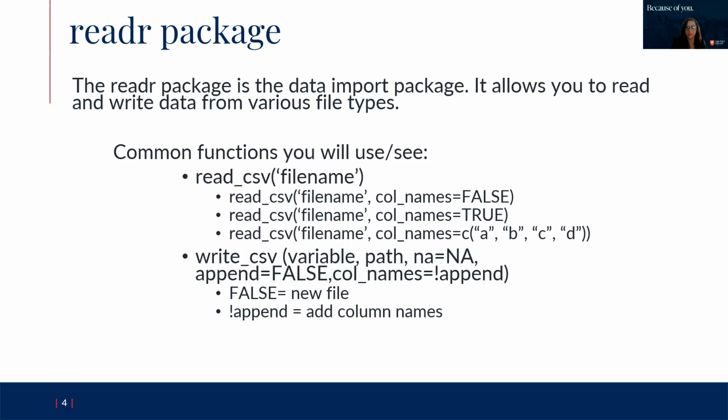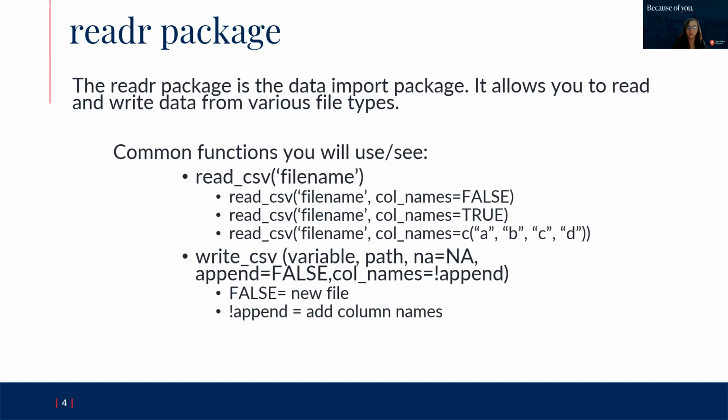So for the purposes of this class, the function that we're going to really focus on is the read_CSV function. You can do the read_CSV with just the file name, and R will attempt to determine whether or not you have column names or no column names. It is best for your purposes to establish whether or not you have column names, or if you want to set them differently later, that's up to you. And so these are the two ways.